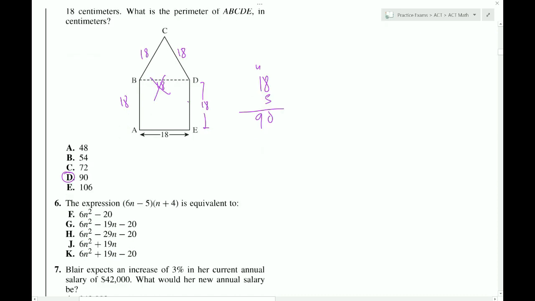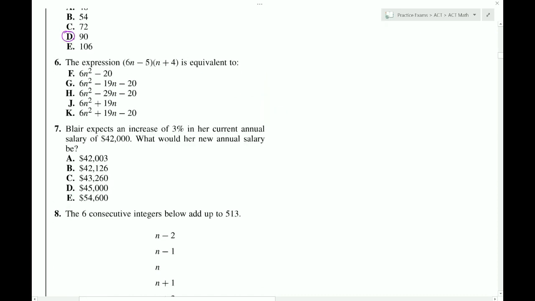All right. So here we have to FOIL, or in other words, double distribute. So 6n times n gives you 6n squared. 6n times 4 is 24n. Then the inner gives you minus 5n, and the last gives you minus 20. So you get 6n squared minus 20, and in the middle you get, what is that, 19n? Positive.